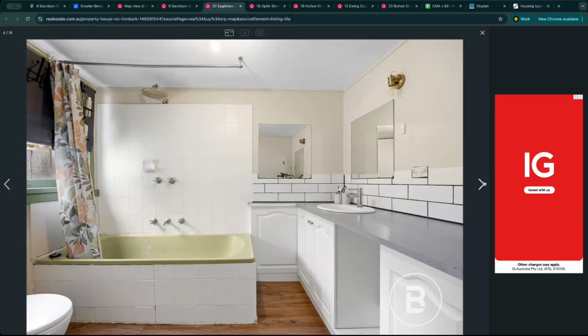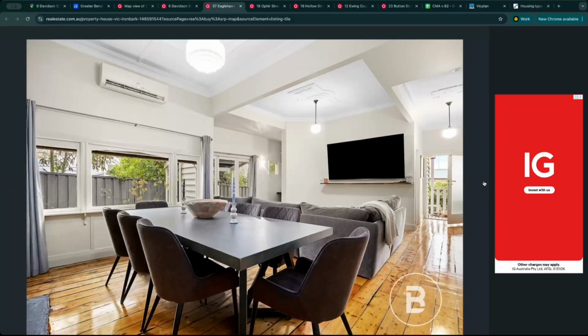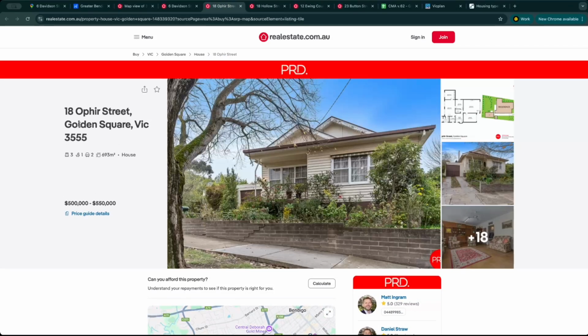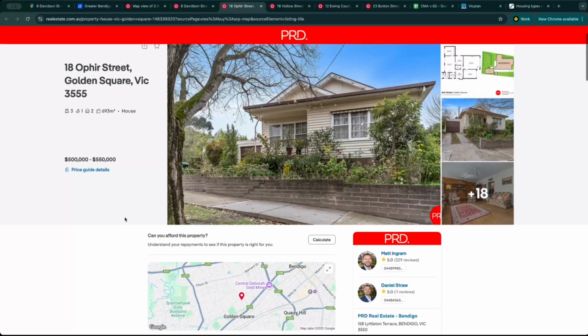But it does have some pretty big concerns when it comes to the particular street that it's on. But immediately I would just reject this. Not worth it. 18 Ophir Street in Golden Square, 3 bed, 1 bath, 700 square meters, 5 to 550.